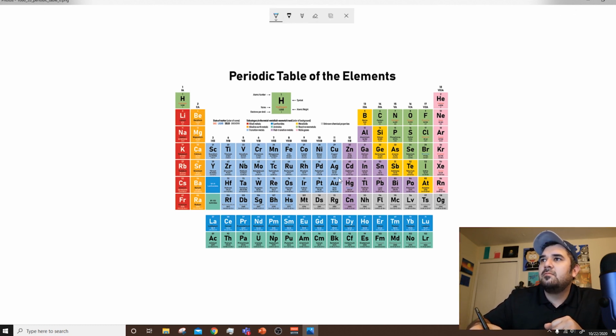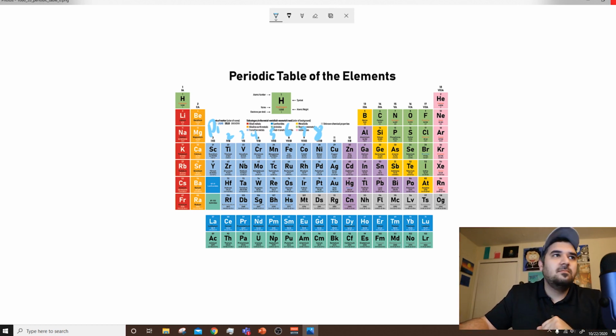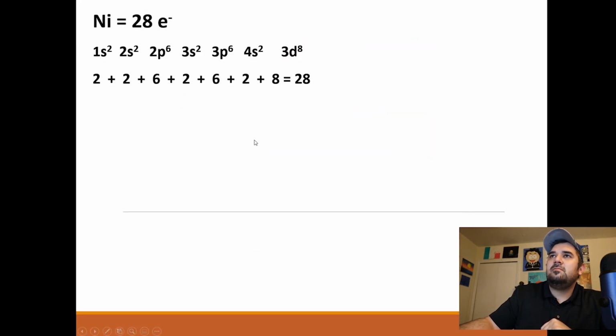All right, so 3d10. So I know this is the 4th level. Okay, it's not letting me draw anymore. But here's 3d8. So this is going to be our d1. So that's d1, 2, 3, 4, 5, 6, 7, and then 8. So 3d8. Let's get the next one.